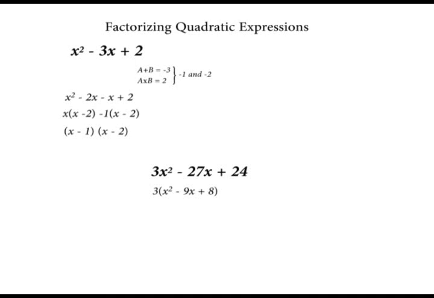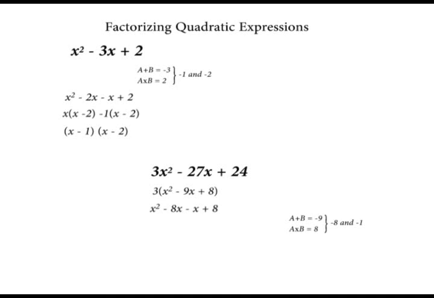Alright, let's get back to our expression. Now we can factorize the quadratic expression inside the bracket. X squared minus 9x plus 8. We find the two numbers. A plus b should give us minus 9, and the same a times b should give us 8. Those numbers are minus 8 and minus 1. So we rewrite the expression x squared minus 8x minus x plus 8.